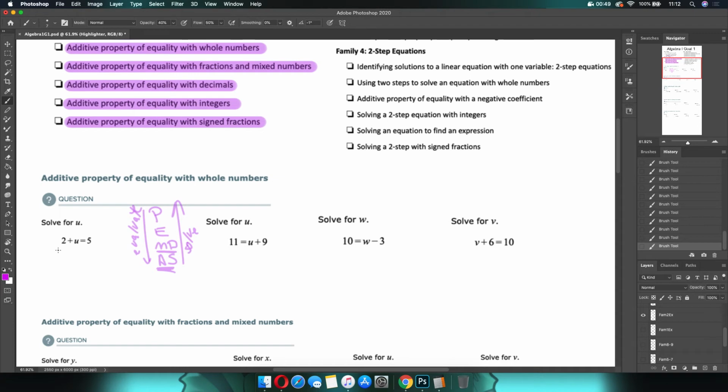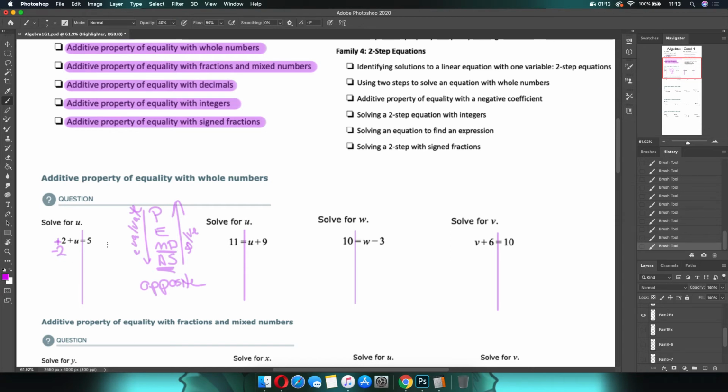So this is a positive 2, which means we're going to do the opposite of what you see. The opposite of positive 2 is negative 2. Especially for beginners, you kind of want to make a line on your equal sign so that you know what you do to one side of the equal sign, you do to the other.